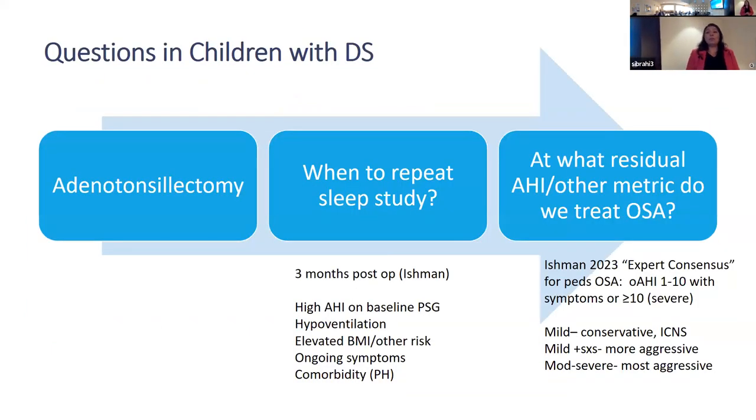Okay, so then we're left with some questions, right? If we have all this residual sleep apnea, when do we repeat a study? At what residual do we do something about it? The standard really is 3 months post-op. This is all general pediatrics: if they have a high AHI at baseline, hypoventilation, an elevated BMI or other risks, Down syndrome being another risk, ongoing symptoms and comorbidity, we would repeat that PSG.